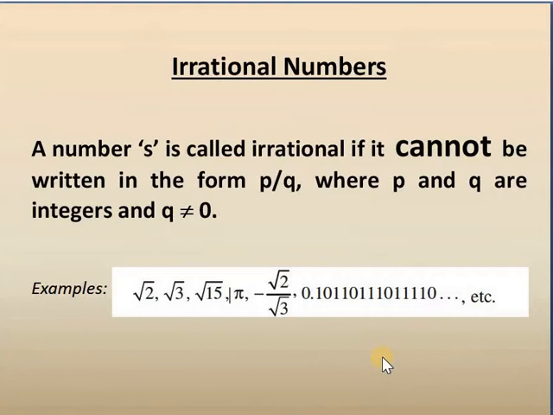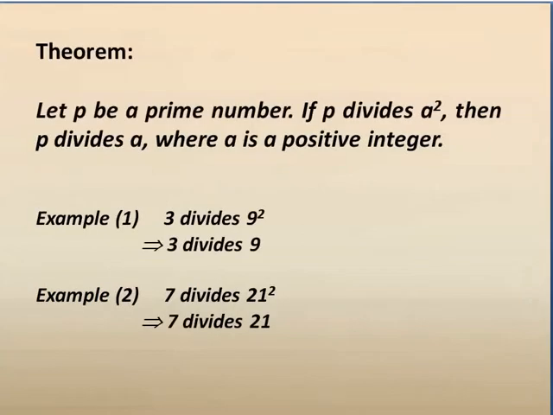Before proving irrationality of numbers, let us first look into a theorem. The theorem states: let p be a prime number. If p divides a square, then p divides a, where a is a positive integer. This is a very important theorem, very simple to understand. Let p be a prime number, and if p divides a square, then p divides a also.